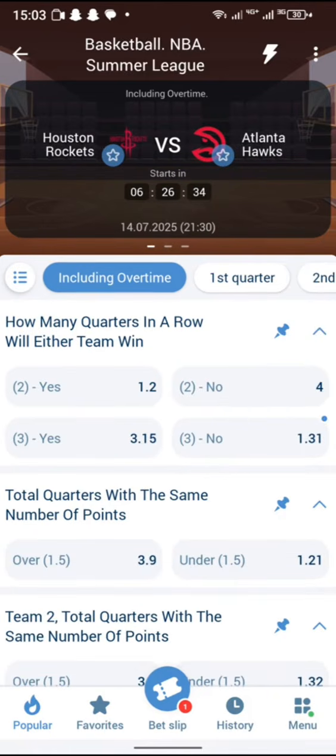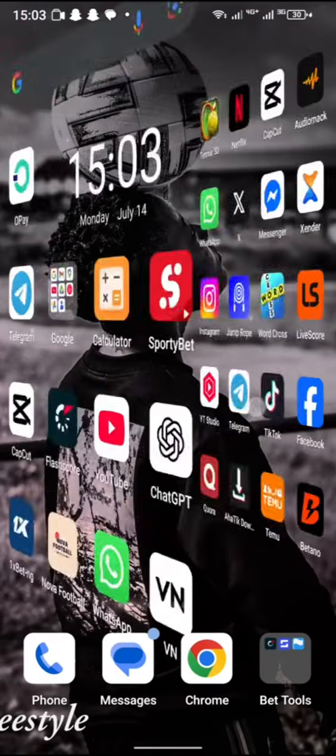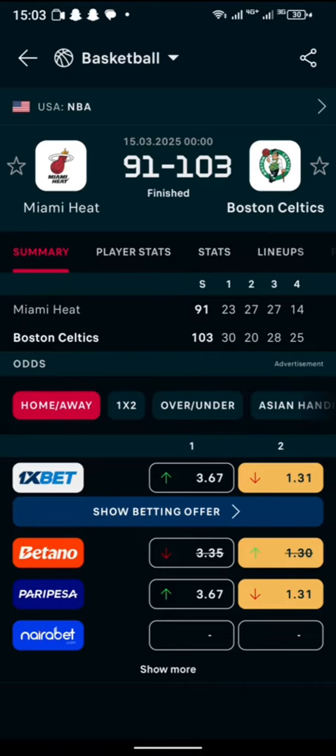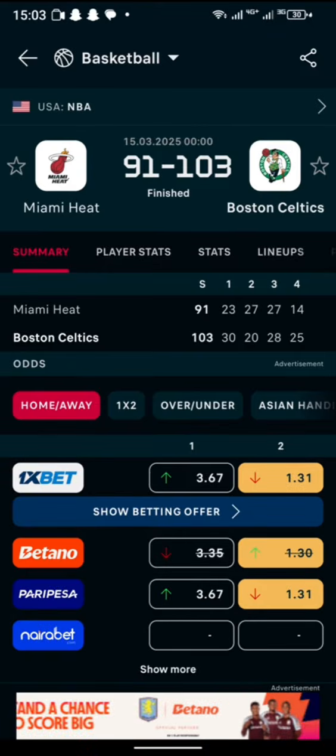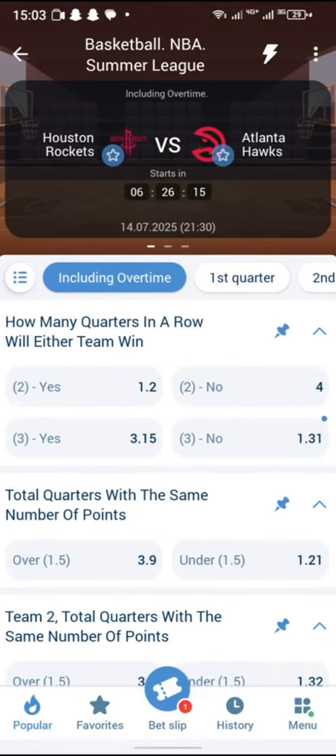No. Just let me go to Livescore. Now, if you go to Livescore, let me check. I'm going to use this match as an example. Now, don't be confused, because this option is for the overall match and is for the two teams. There is nothing individual here.